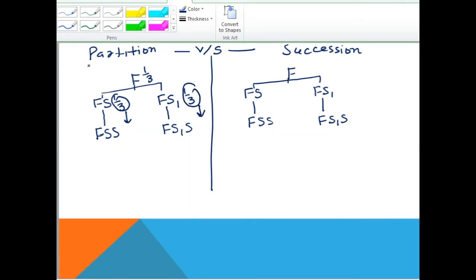In case of partition, we are doing partition, so this will further be divided into 2 parts. Both of them will get 1/6. Similarly, this 1/3 will also be divided amongst Fs1 and Fs1s. This is partition. Now see what is the difference between succession.